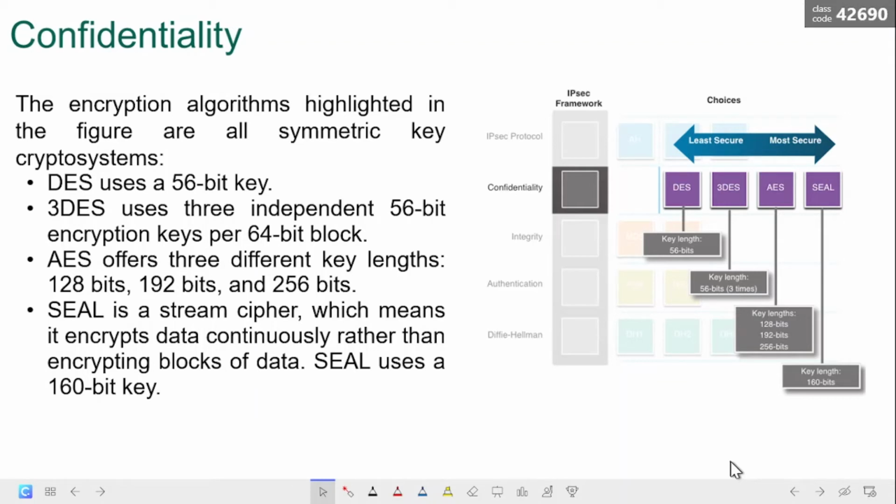AES is the most recommended symmetric encryption algorithm. It provides stronger security than 3DES and is computationally more efficient than 3DES. AES offers three different key lengths: 128 bits, 192 bits, and 256 bits. SEAL is a stream cipher which encrypts data continuously rather than encrypting blocks of data. SEAL uses a 160-bit key and it is considered to be very secure.